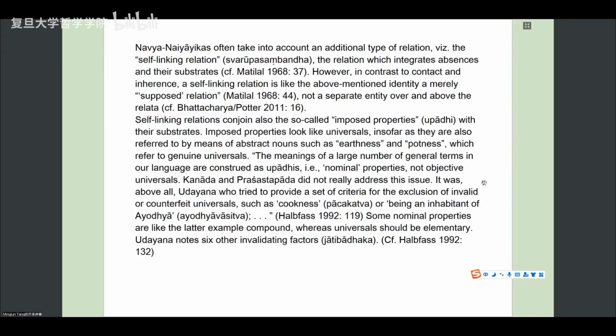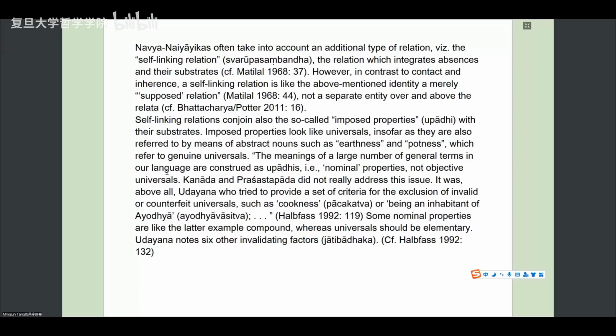Self-linking relations conjoin also the so-called imposed properties, upadhi, with their substrates. What is this? An imposed property looks like a universal, insofar as it is also referred to by means of an abstract noun, such as, for instance, earthness and hotness, and these refer to genuine universals. But this is not a genuine universal in the case of upadhi. The meanings of a large number of general terms in our language are construed as upadhis, that is, nominal properties, not objective universals.